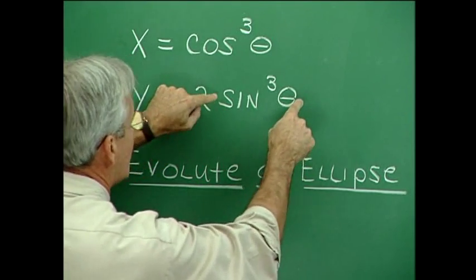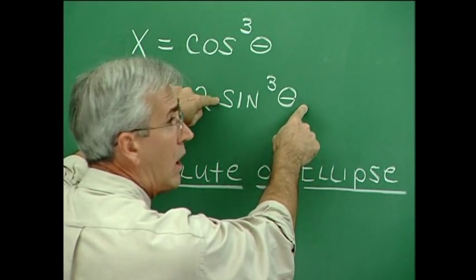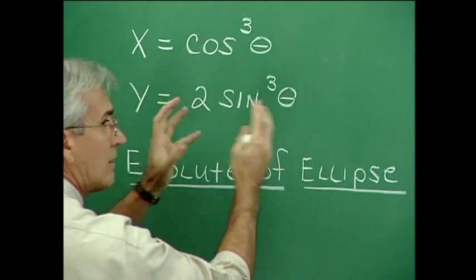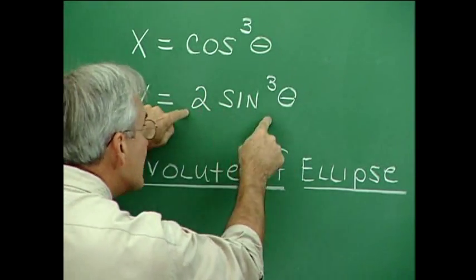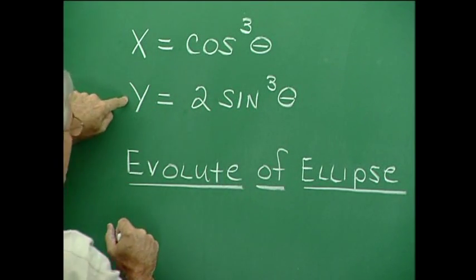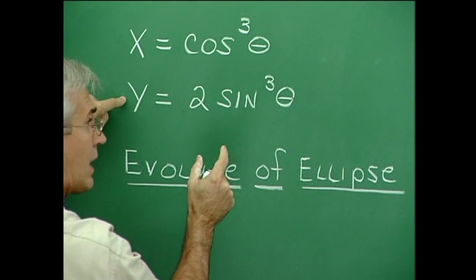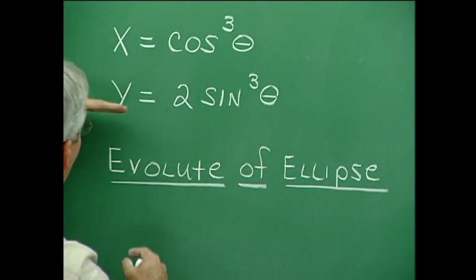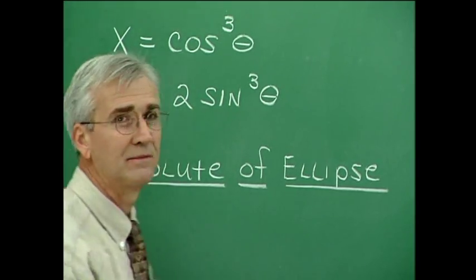Now, the sine of an angle, also -1 to 1. Cubing gives us -1 to 1. You see values that are in that range. And 2 times -1 to 1 means -2 to 2. So y values will have as their range, or their interval, from -2 to 2. So on that basis, we can go right to the graph.